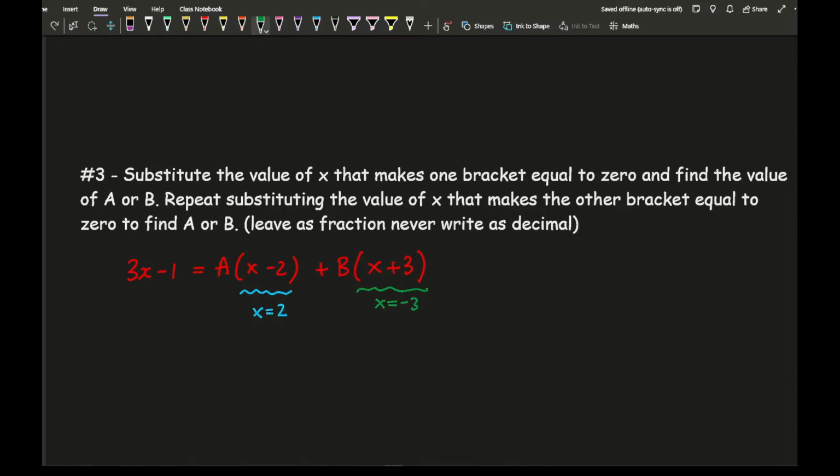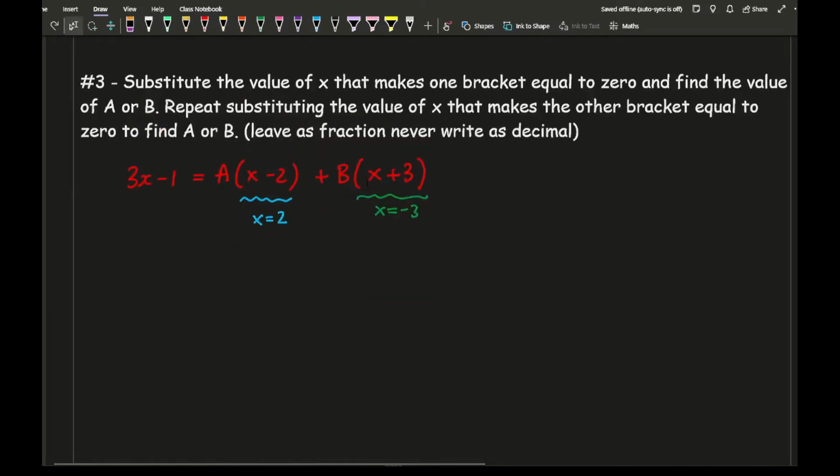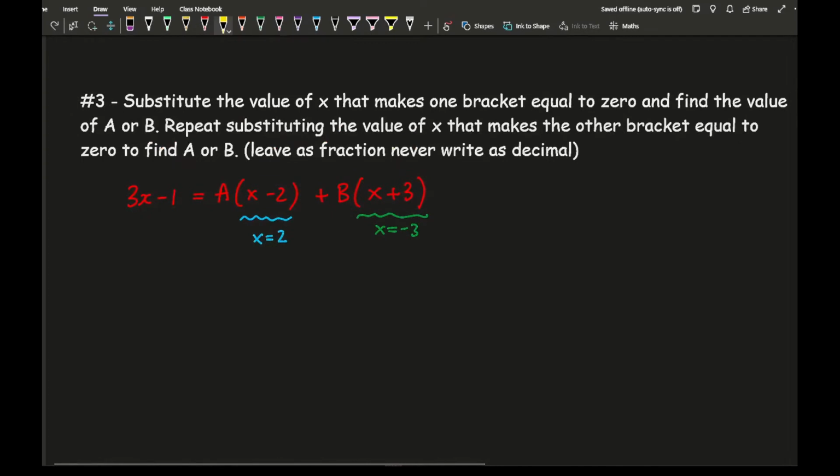So what I'm going to do is, let's get a different colour, let's go for yellow. So what I'm now going to do is find the values of A and B. So when x equals 2, then this 3x minus 1 is going to be 3 times 2, which is 6, take away 1, which is 5. So let me just write that down so you can see exactly what I'm doing.